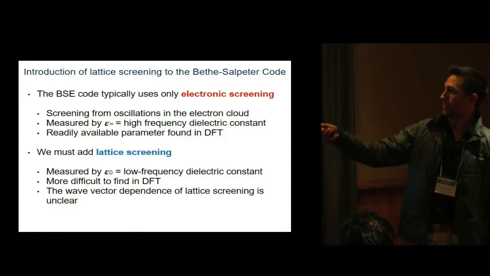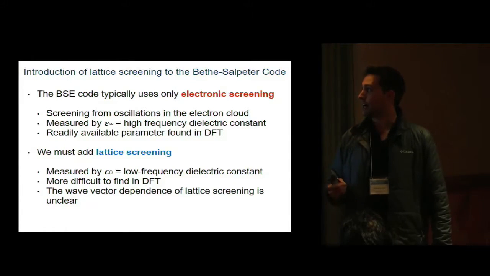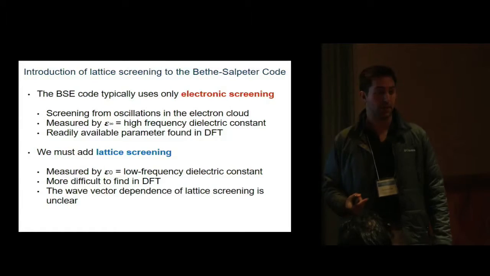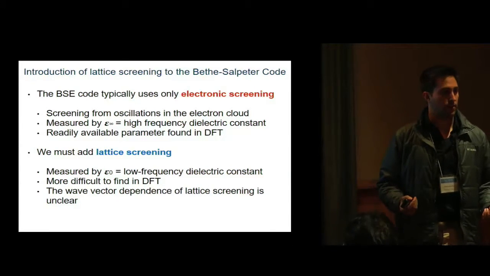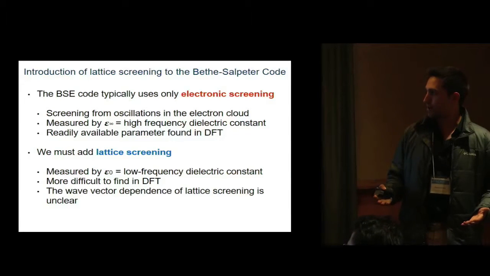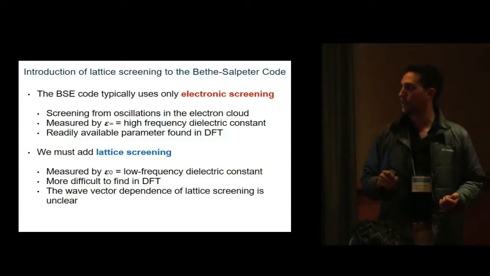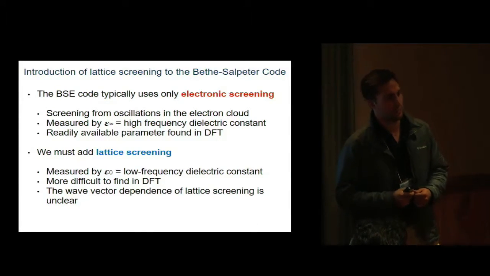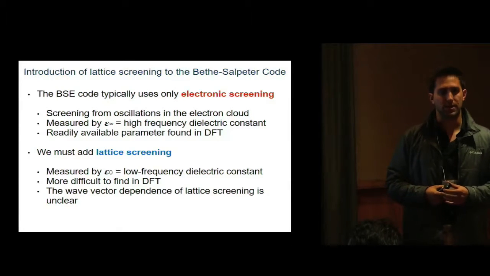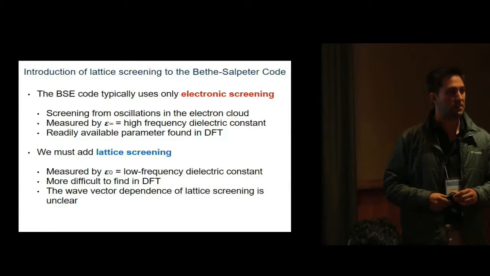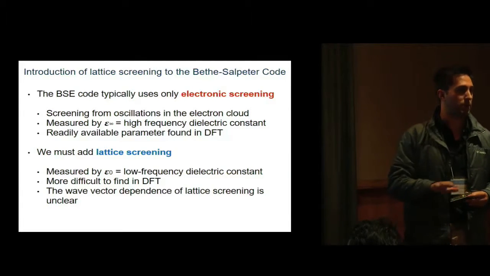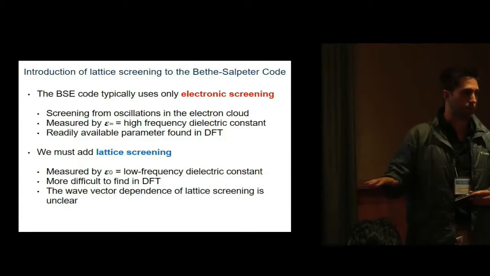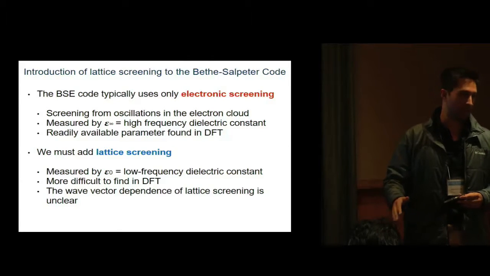So again, a bit of background we discussed before. Epsilon infinity is the high-frequency dielectric constant, and that's readily available in density functional theory. But we must add lattice screening somehow. And this is measured by, again, the low-frequency dielectric constant. And this is fairly difficult to find in density functional theory. You can run density functional perturbation theory and get a decent approximation. We've done this, and we get what everyone else gets, about 25, right? And this is unitless. And the experimental value is 32.